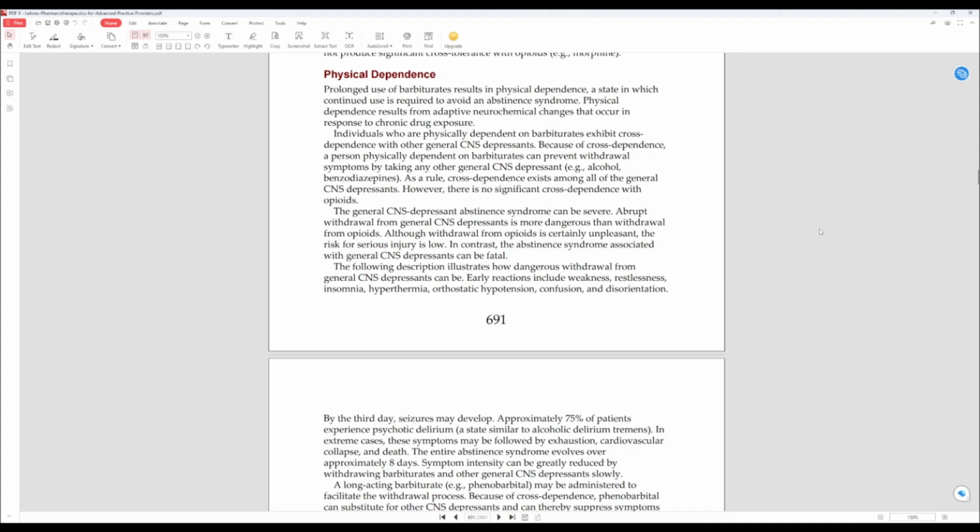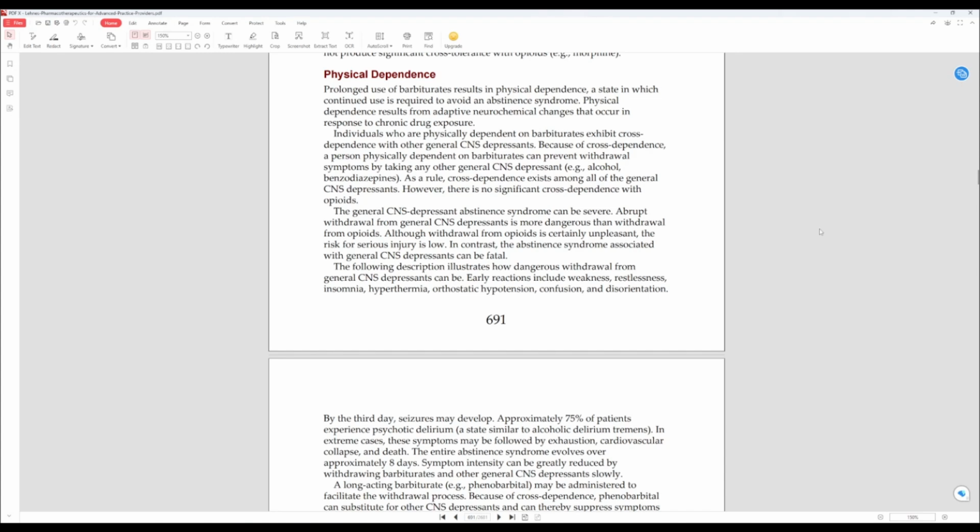Because of that cross-dependence, a person physically dependent on a barbiturate can prevent withdrawal symptoms by taking any other general CNS depressant, such as alcohol and benzodiazepines. As a rule, cross-dependence exists among all of the general CNS depressants. However, there is no significant cross-dependence with opioids.